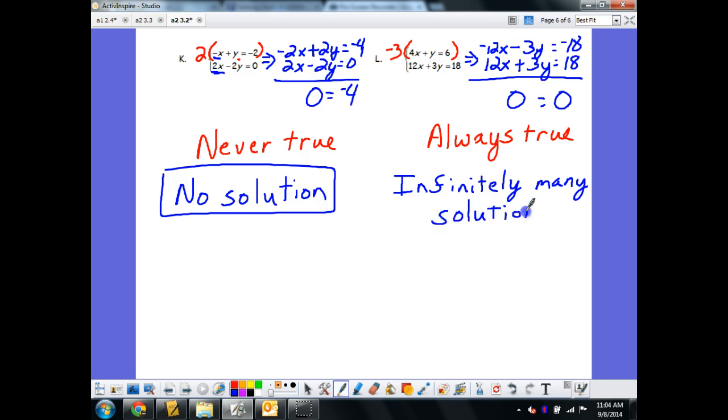Now, one comment about this: you can't really write all real numbers for these because x and y both have to lie on these two lines. So that's why we say infinitely many solutions as opposed to all real numbers.